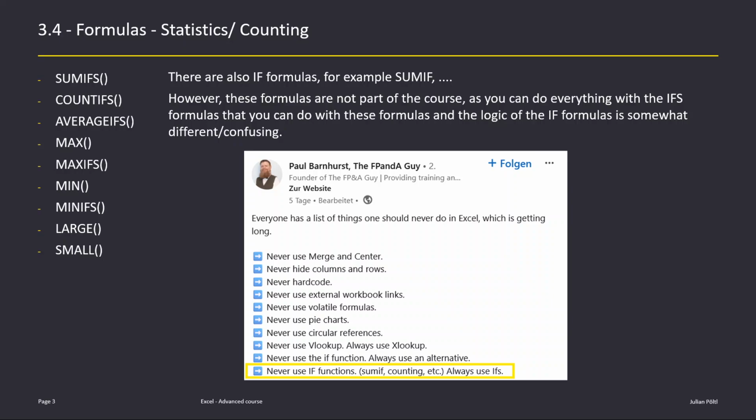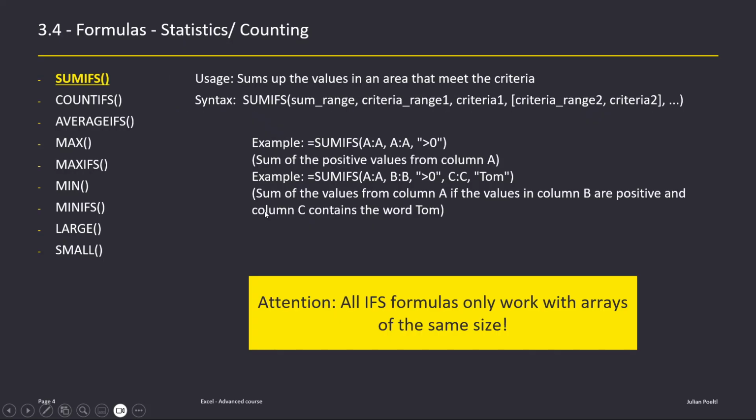And also here, Paul Bernhurst, the FP&A guy, says never use IF functions, so I will not teach them, to make him happy. So first, the SUMIFS function. With the SUMIFS function, you can sum up values in an area that meet a criterion, but this criterion, or multiple criteria, could also come from another range.